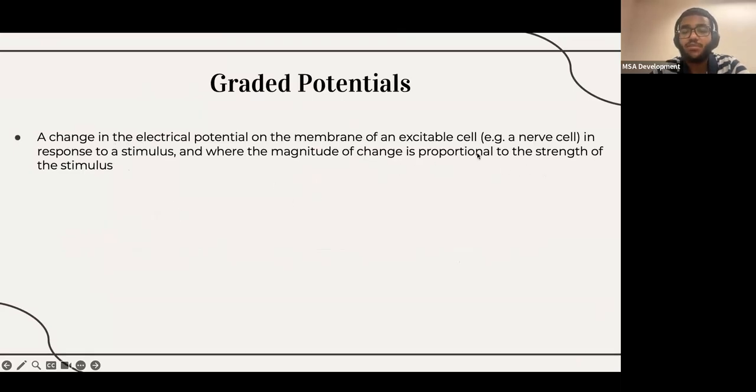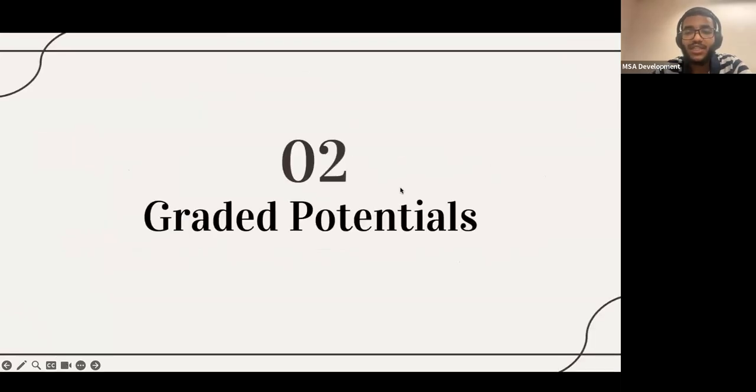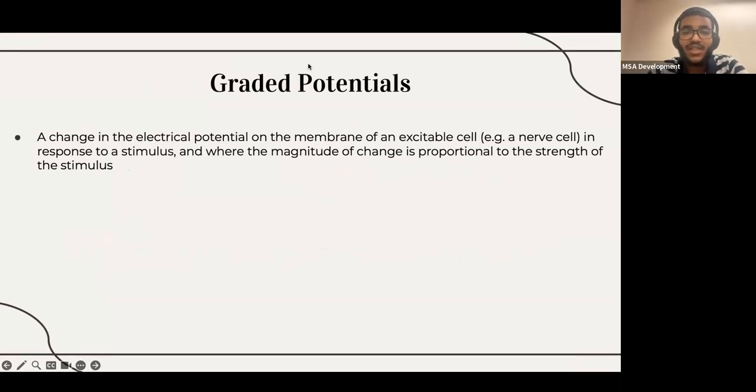Now, this is a very important point. The main difference between graded potentials and action potentials is that in graded potentials, the magnitude varies according to the stimulus. So if the stimulus was just a slight, barely-there touch, you will sense it, but the stimulus won't be as strong as, for example, fire or a pin on your hand. So pain, for example, has a very strong stimulus, but a breeze from wind won't be as strong a stimulus. Okay, so that's the main difference between graded potential and action potential.